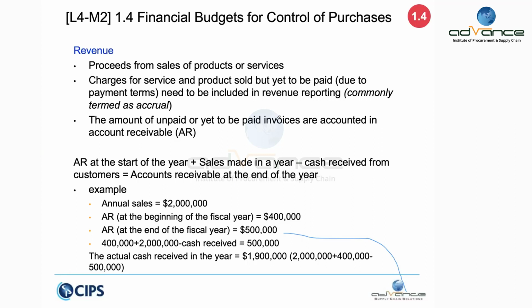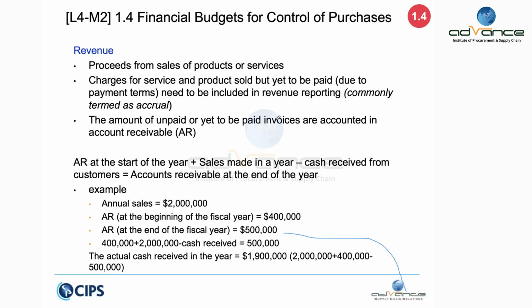Right? Is equal to end of the year. If your annual sale was $2 million, your account receivable was $400,000 at the beginning of the year, and your account receivable at the end of the year, remember from the income statement and the balance sheet, you see that this was the AR for the previous year. This is the AR end of the year.